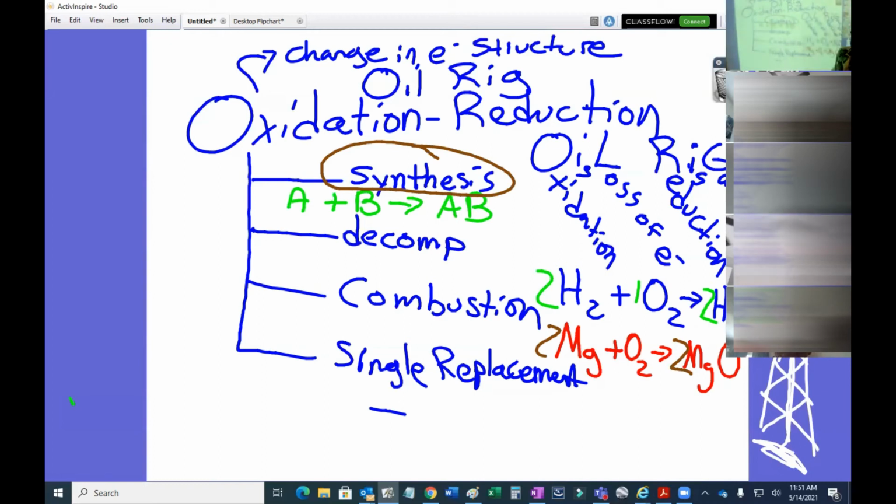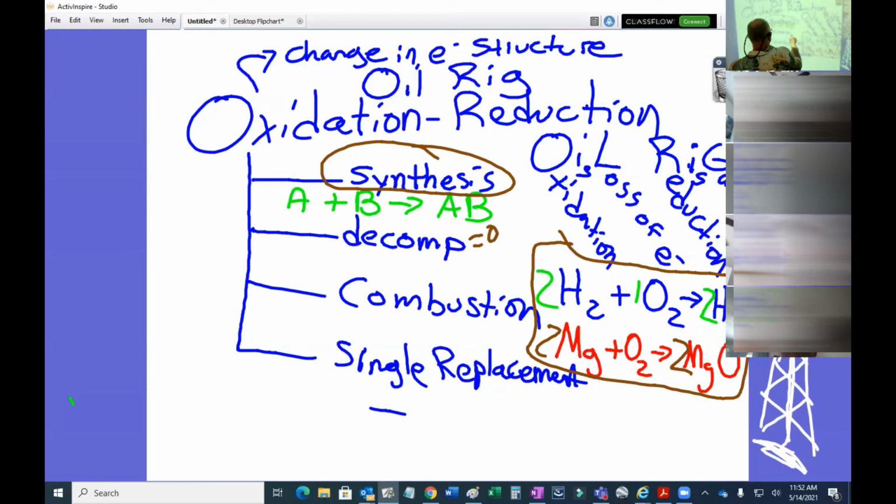Why do we need to invent a new category for that? Just because it's exothermic. Lots of reactions are exothermic, even in the other category. There are exothermic decompositions. There are exothermic single replacements. We don't call those combustion. So I'm going to tell you what combustion is in a minute, but I'm going to insist that these are not combustion, and I'm going to give you the definition for combustion in a minute. Decomposition is easy. It's the opposite of synthesis, isn't it?